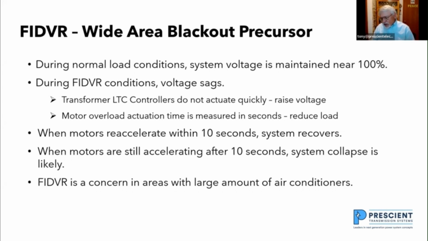And we also considered, well, what happens if overloads operate and trip the motors off? Well, it turns out that when you're at 70% voltage, the current is less, and with less current, the overloads are slower. So the concern is you want motors to reaccelerate within 10 seconds as the voltage is recovering. If they're not up to speed in 10 seconds, a system collapse is likely. And the concern we have is fault-induced delayed voltage recovery. It's a concern where you have a large amount of air conditioners.